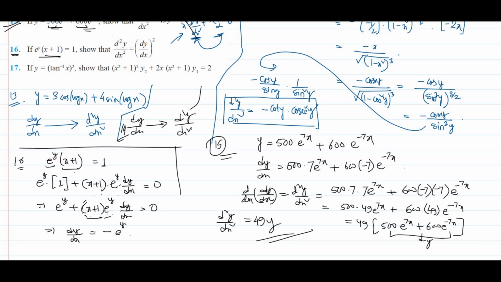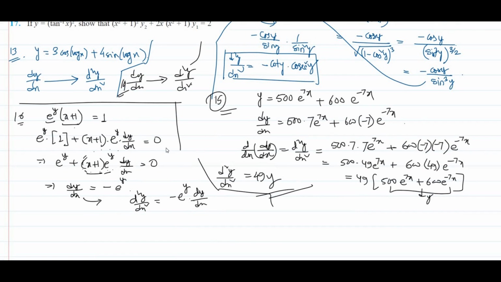Now once again, if we consider the double derivative of it, d square y by dx square will be equal to minus e raised to the power y times dy by dx. Now this is a bit tricky one. You know that minus e raised to the power y is nothing but dy by dx. So this is equal to dy by dx times dy by dx, which gives you d square y by dx square is equal to dy by dx whole squared. This is all about question number 16.